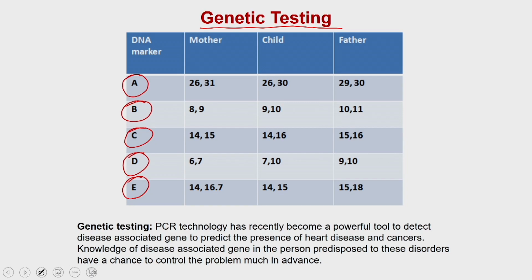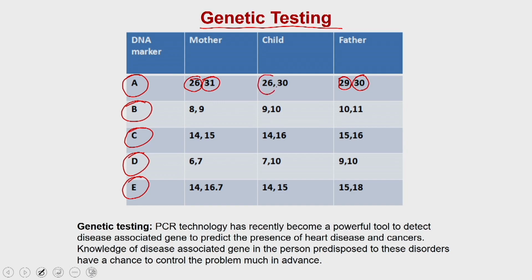What you see here is that marker A is present in the mother as 26 and 31, whereas in the case of the father it is 29 and 30. So you can imagine, if it is a child of these two parents, then the child should have a combination of these DNA markers of the mother and the father.